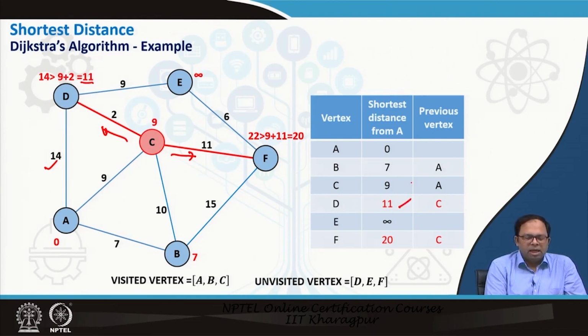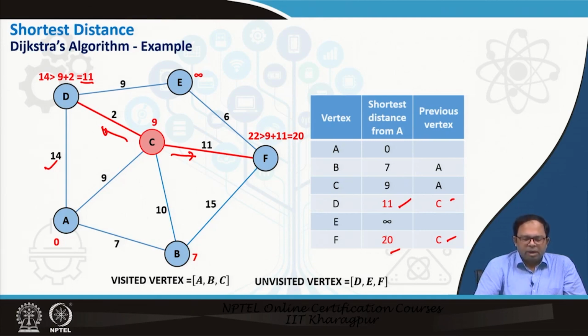So, this is replaced, and from C to F, now it is 9 plus 11, that is 20, which is also lesser than 22, which was chosen earlier. So, we replace 22 with 20 and the previous edge becomes C. So, these 2 are fixed. Now, these 2 are now put over here.